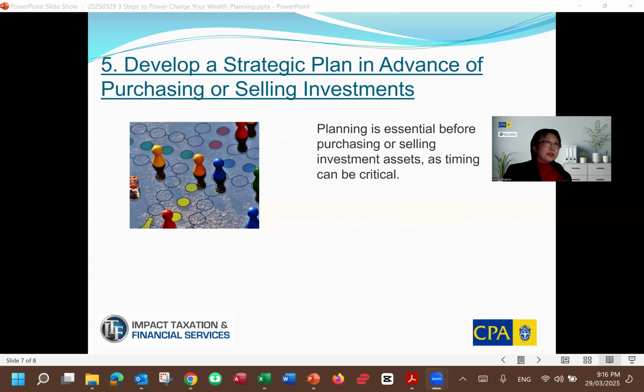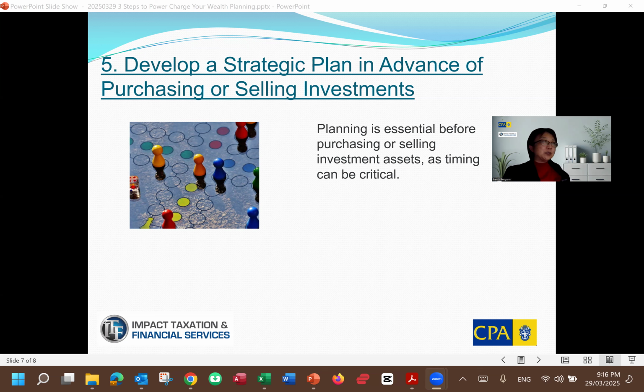Planning is essential before purchasing or selling investment assets, as timing can be critical. Before you purchase anything, before you sell anything, it's highly recommended that you talk to us first. Before purchasing, you want to understand what type of asset you want to buy and what the tax impact is.